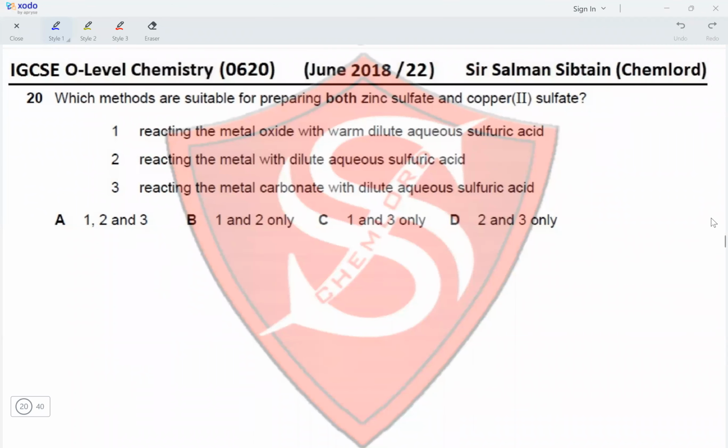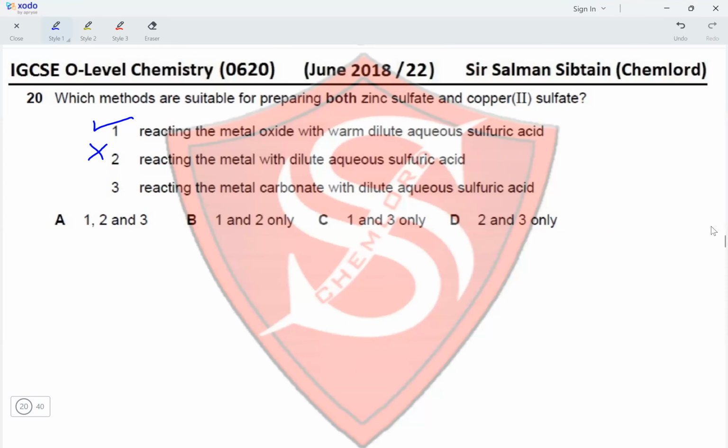Question 20. Which methods are suitable for preparing both zinc sulfate and copper(II) sulfate? Reacting metal oxide with warm dilute aqueous sulfuric acid. Yes. Zinc oxide would react to form zinc sulfate and copper oxide would react to form copper sulfate. This is correct. Reacting metal with dilute sulfuric acid, zinc would react to form zinc sulfate, copper would not react with sulfuric acid because copper is less reactive than hydrogen.